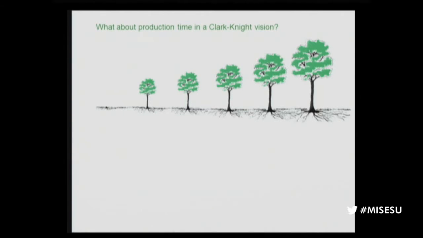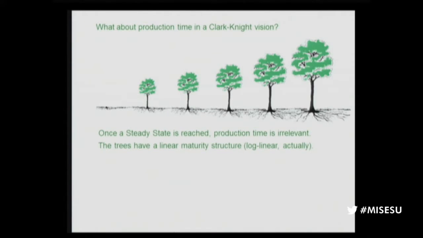And he argued in terms of a maturing forest. And here I sort of represent the forest just by a handful of trees. There they are. Once steady state is reached, this is what Clark says, this is consistent with Knight, and this is drawn directly from Stigler. Once a steady state is reached, production time is irrelevant. How so? Well, the trees have a linear maturity structure, actually log linear if you're a purist here. That's fine. Each period a sapling is set out, and a mature tree is harvested.